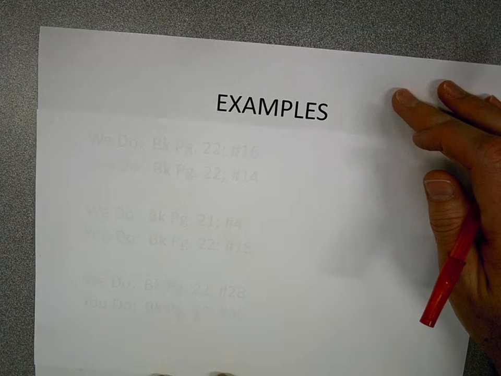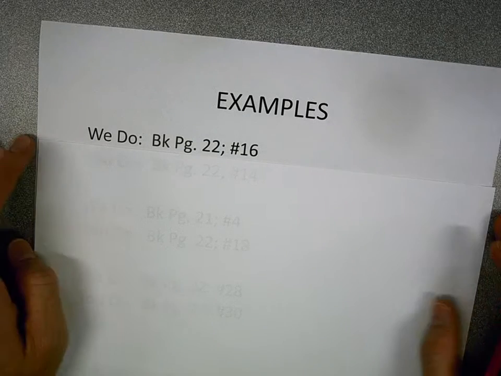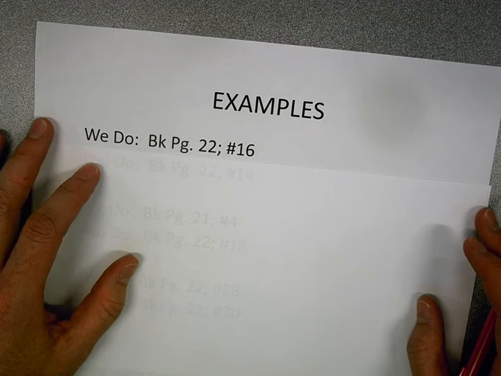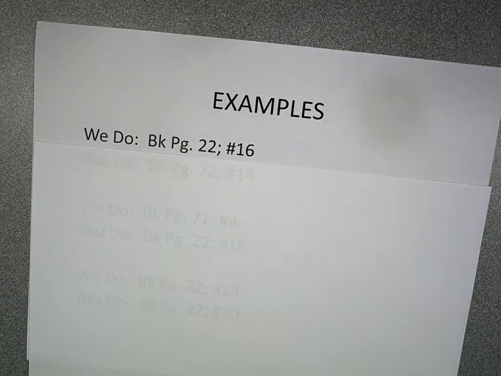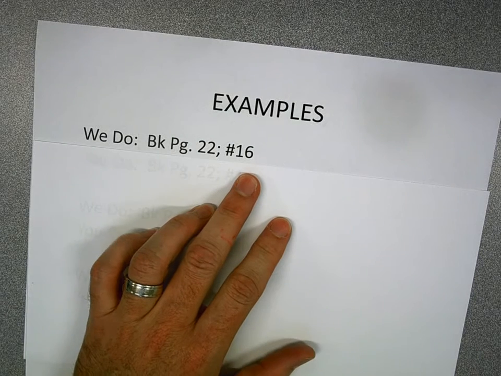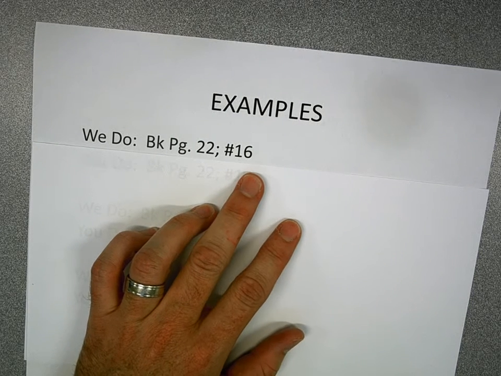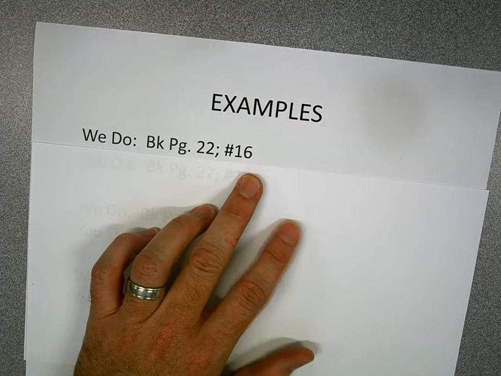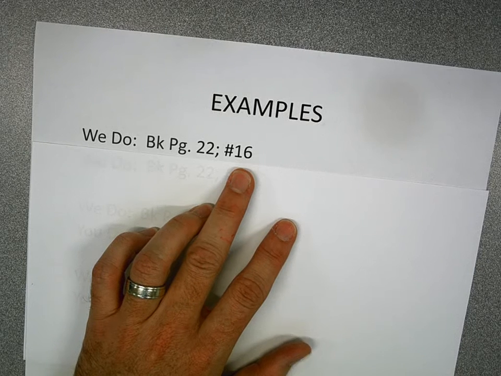All right, here we go. First problem we're going to do, take a look at problem number 16. This type of problem on your homework tonight will say, state whether each conjecture is true. If not, give a counterexample. So there's some of your vocab right there. Here's what it's really talking about. 16 says, division of whole numbers is commutative.